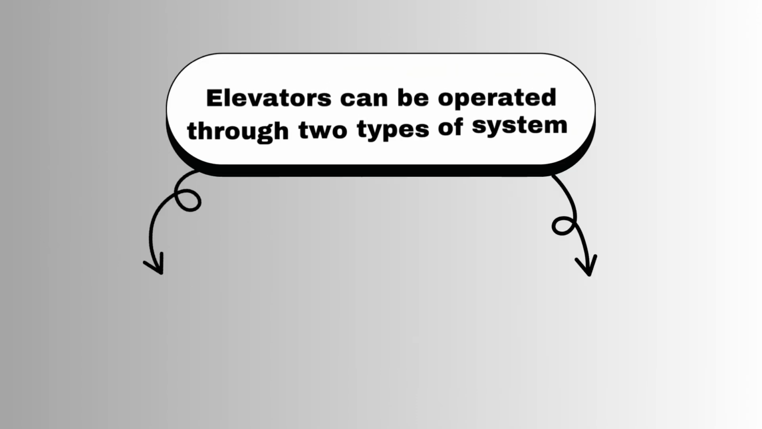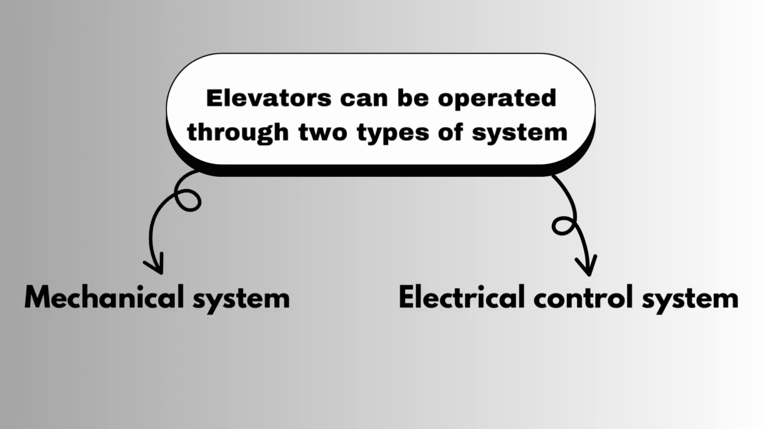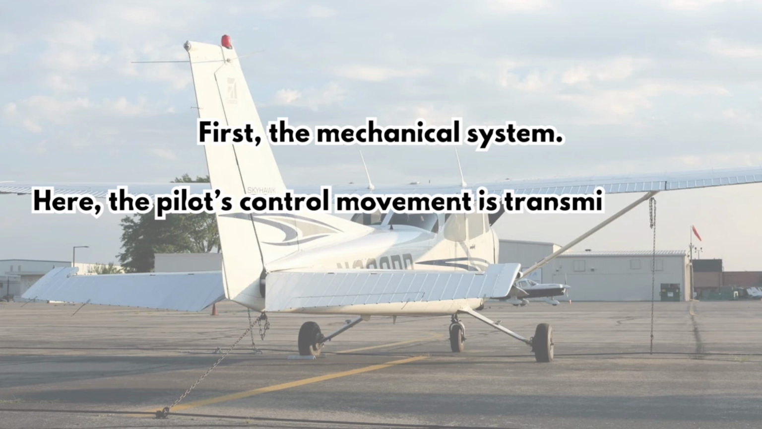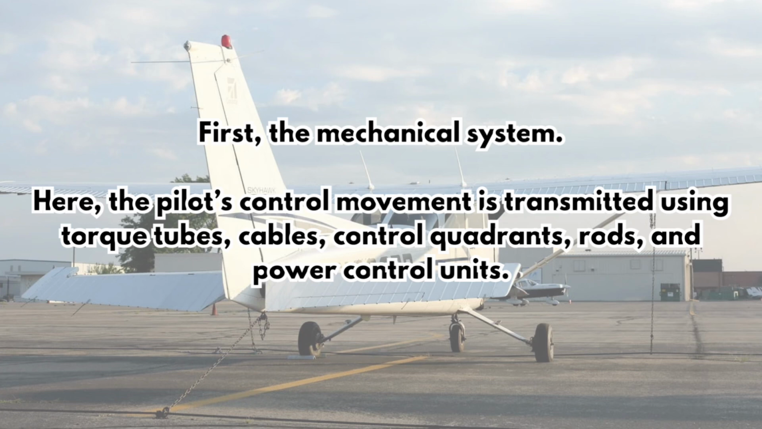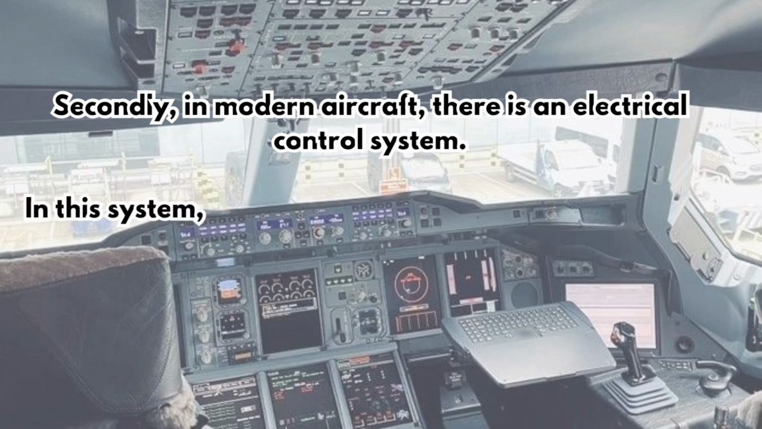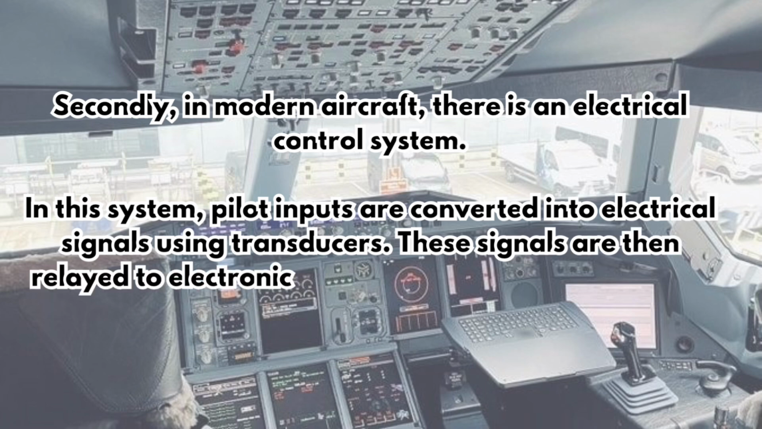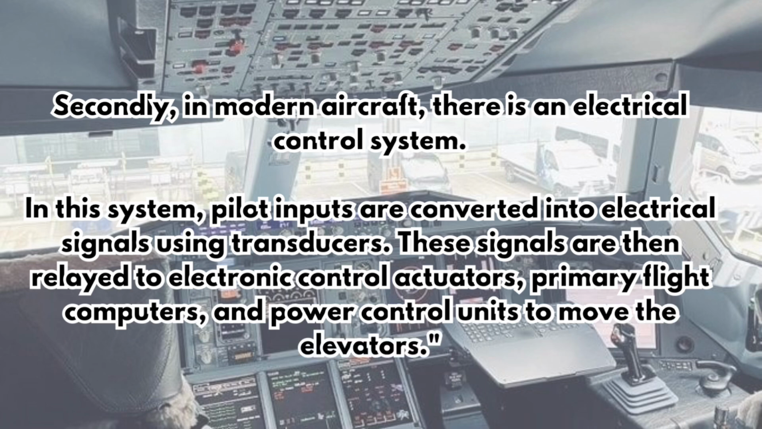Elevators can be operated through two types of system: mechanical system and electrical control system. First, the mechanical system. Here, the pilot's control movement is transmitted using torque tubes, cables, control quadrants, rods, and power control units. Secondly, in modern aircraft, there is an electrical control system. In this system, pilot inputs are converted into electrical signals using transducers. These signals are then relayed to electronic control actuators, primary flight computers, and power control units to move the elevators.